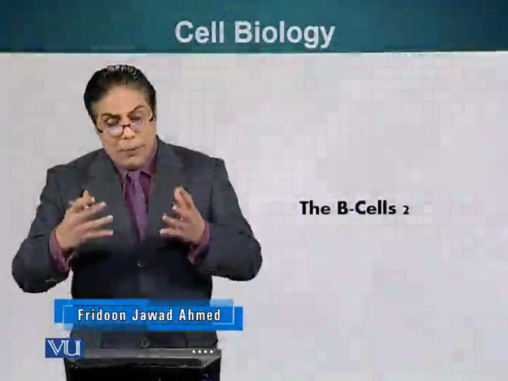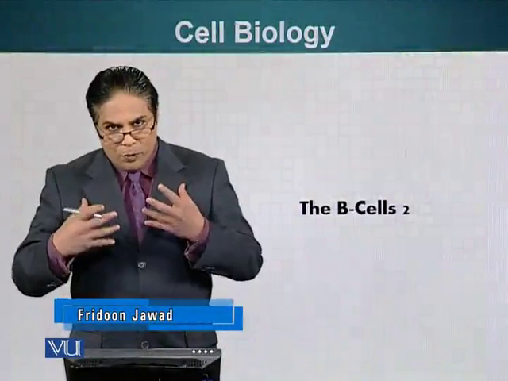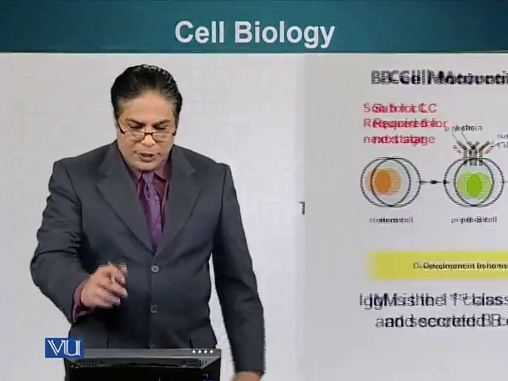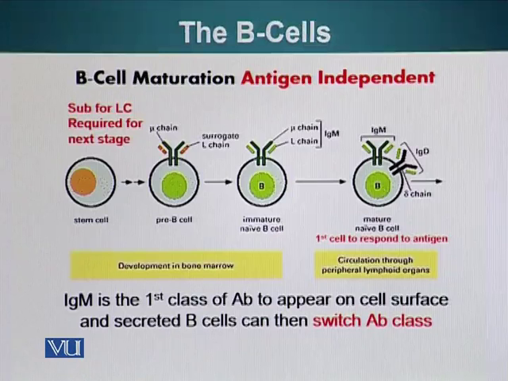So let's see now how our B cells mature so they can contribute towards our immune system. B cell maturation, as I mentioned earlier, is antigen independent. Our immune system generates several million different types of B cells. Only B cells which respond to a specific antigen are selected for proliferation. But before that happens, a stem cell, a cell which is going to ultimately give rise to a B cell, divides and forms a pre-B cell.